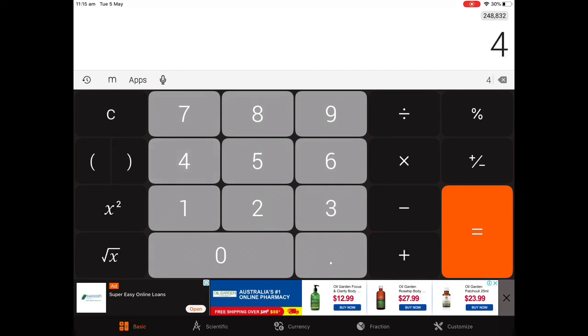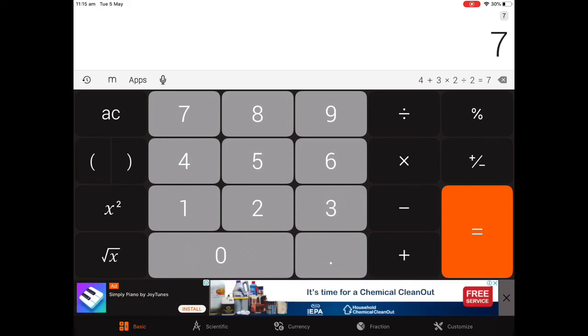4, plus 3 times 2 divided by 2. And our answer is 7. Can you record that somewhere, because we're going to try it a different way next. All right. Now I want you to have a think about which of those operations should have been done first. Should it be the plus, the multiply, or the divide?